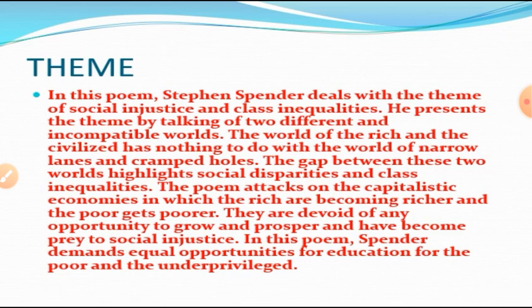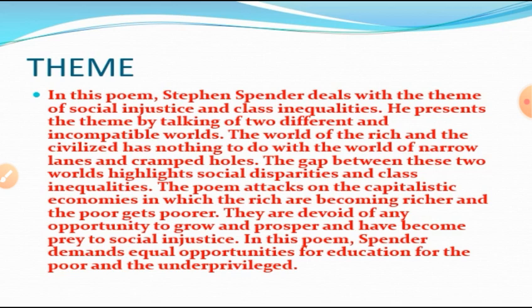So the poem attacks the capitalistic economies in which the rich are becoming richer and the poor get poorer. So this is the problem of the world, right? So what does the poet want through this poem? He makes an appeal to the civilized society. What is an appeal? To abridge the gap, to eliminate the gap. Means the gap between the rich and poor, end it.